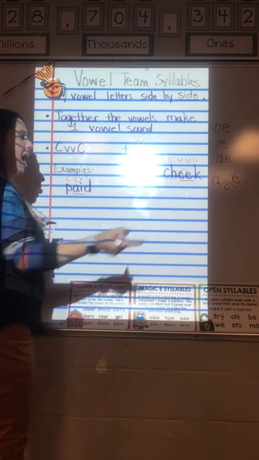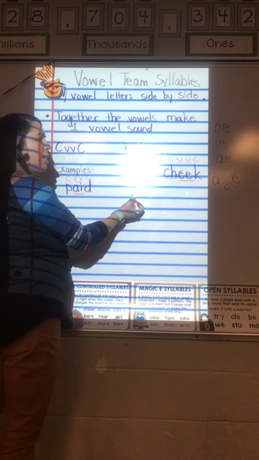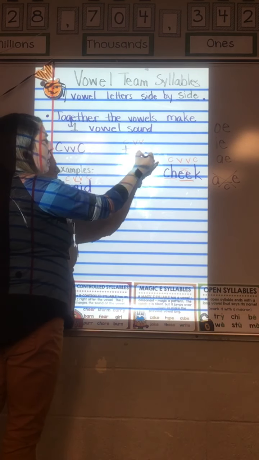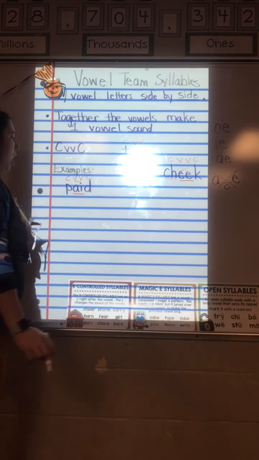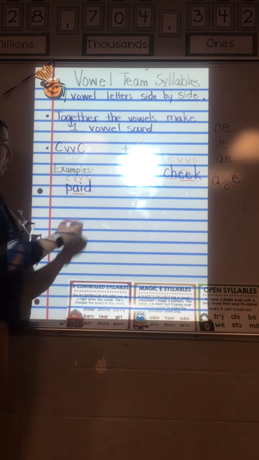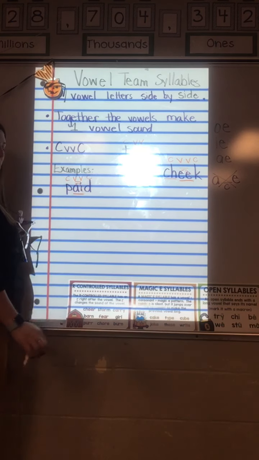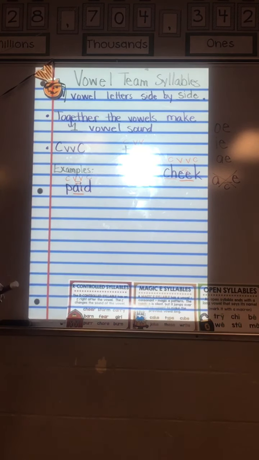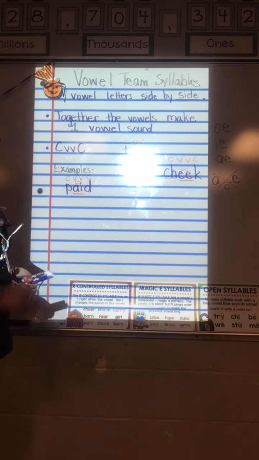So I kind of like how I crossed this out. Let's go up to toe. What letter was silent? The E. And I made the O say its name. On paid, what vowel was silent? The I. And I made the A say its name. So that's another way that you could represent that that's a long vowel, and those are helpers.